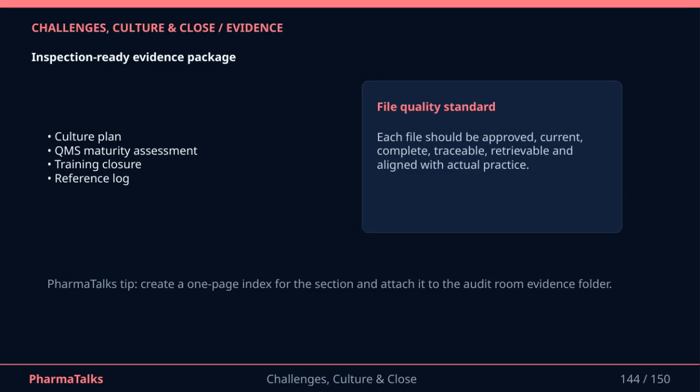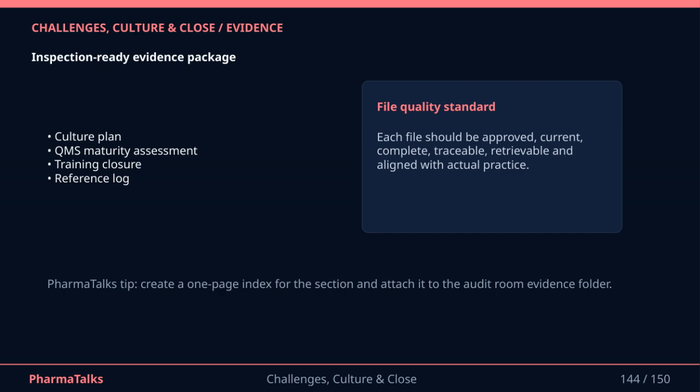Here we're focusing on the essential elements needed to build an inspection-ready evidence package. First, having a clear culture plan is vital. It sets the tone for compliance and quality throughout the organization. Alongside that, completing a thorough quality management system maturity assessment helps identify where improvements are needed and ensures your processes are robust. Training closure is another key aspect, making sure everyone is fully prepared and up to date with the necessary knowledge. Maintaining a detailed reference log supports traceability and easy retrieval of information during audits.